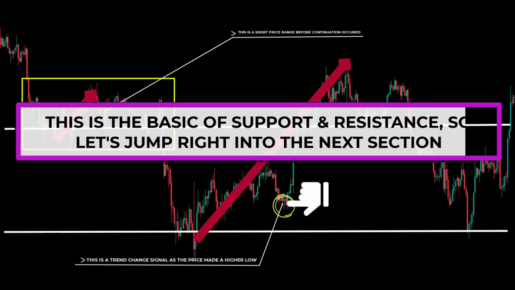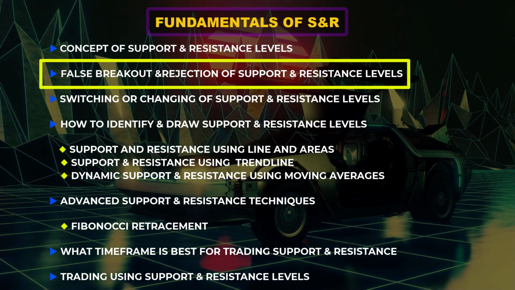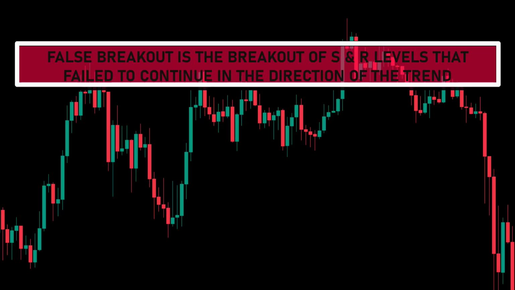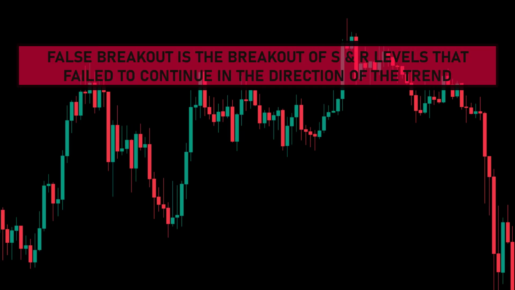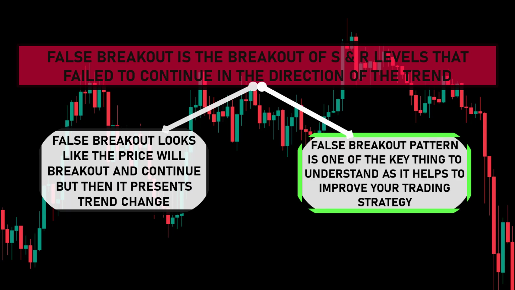Now that you know the basics of support and resistance, let's look at the false breakout and rejection of support and resistance levels. False breakouts are breakouts of support and resistance levels that fail to continue beyond such a level. A false break of a level can be thought of as a deception by the market, because it looks like the price will break out and continue, but then it quickly reverses, deceiving all those who took the trade of the breakout. False breakout patterns are one of the most important trading patterns to learn because a false break is often a very strong sign that the price might be changing direction.